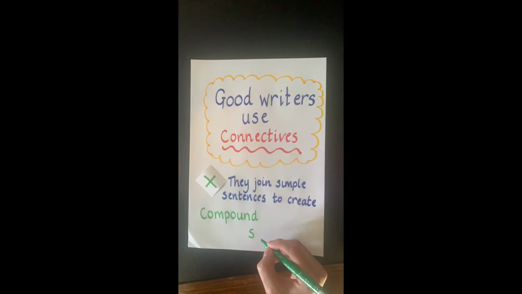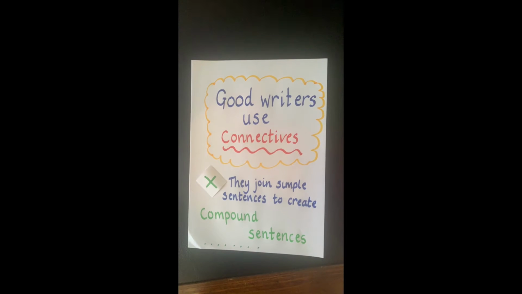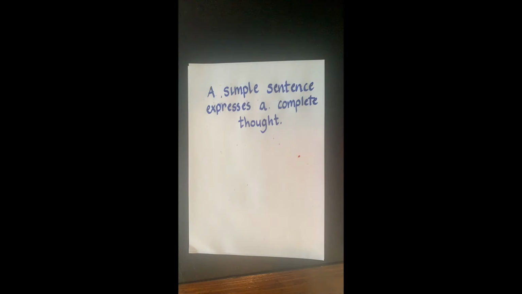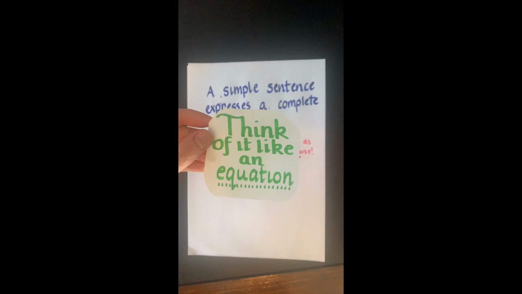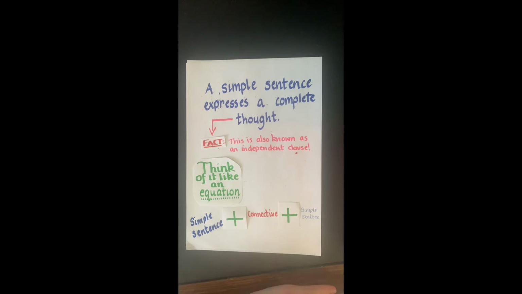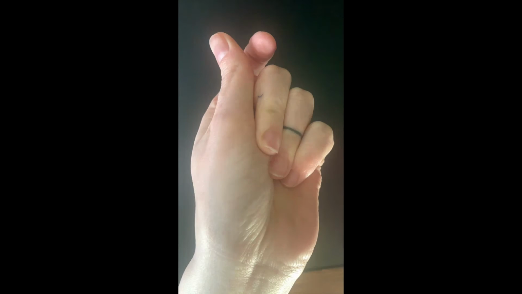So what they do is they connect two simple sentences to make what is called a compound sentence. That's what we're going to do today, make compound sentences. So a simple sentence expresses a complete thought. It can also be known as an independent clause. So it's a bit like an equation. You have one simple sentence, you add a connective, another simple sentence, and it gives you a compound sentence.